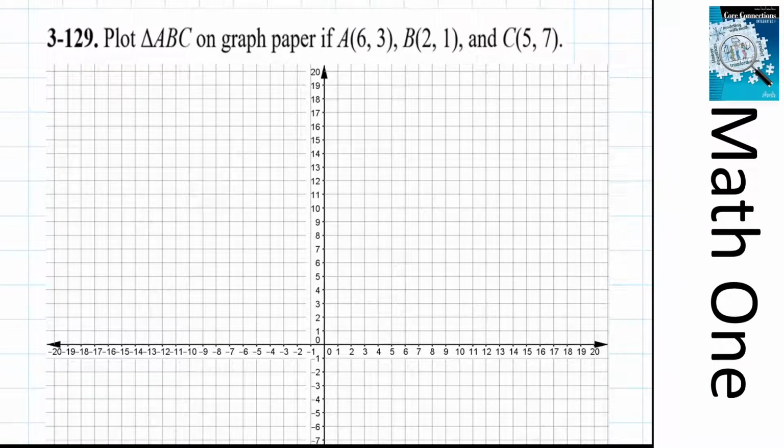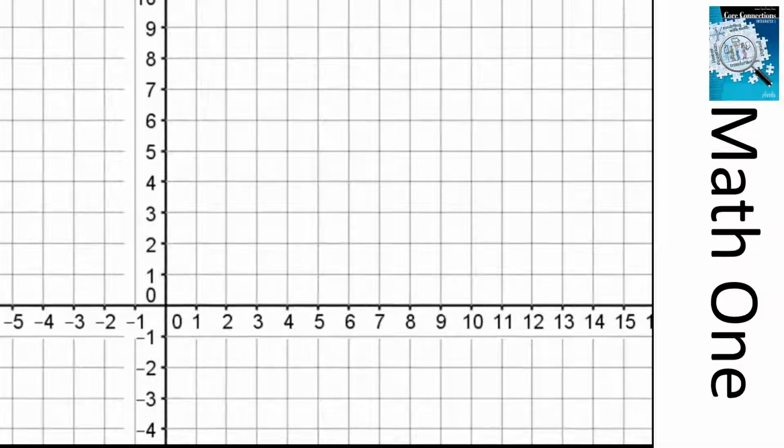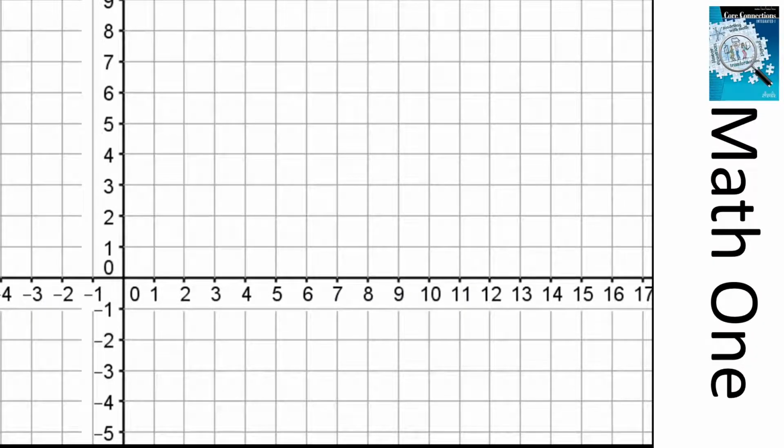So for question 129, it says plot triangle ABC on graph paper if, and then it lists 3 coordinates. So we're going 6, 3, 2, 1, and 5, 7. So this is probably larger graph paper than I need, but I think last year it went off the screen. So let's see here. I'm going to go over 6 and up 3. This is my first point, and I'm going to label it A, and A is at 6, 3.